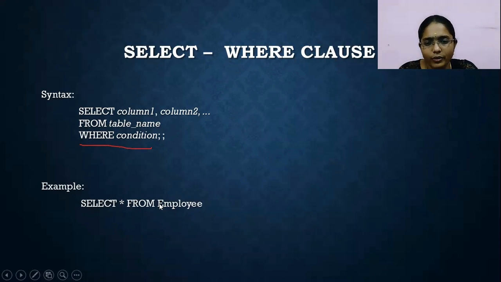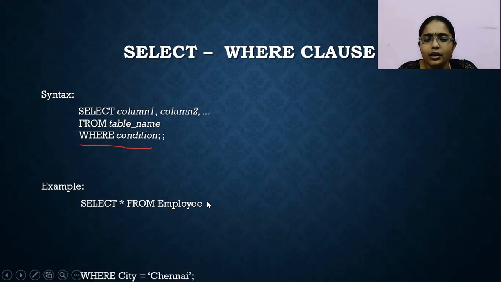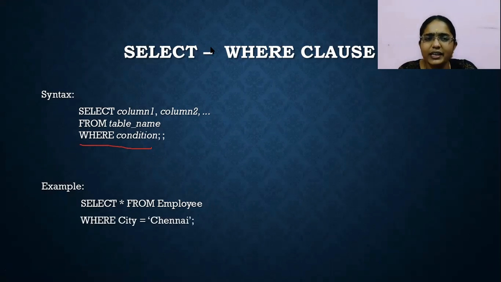Select star from employee. So once you apply star, what happens? All the information from the employee table is going to be fetched. This is all about your star. If at all I give some condition along with it. So what I given, select star from employee where city equals Chennai. Now what happened? This condition will be checked. So whichever employee's value is Chennai, all the information of the particular employee will be displayed.